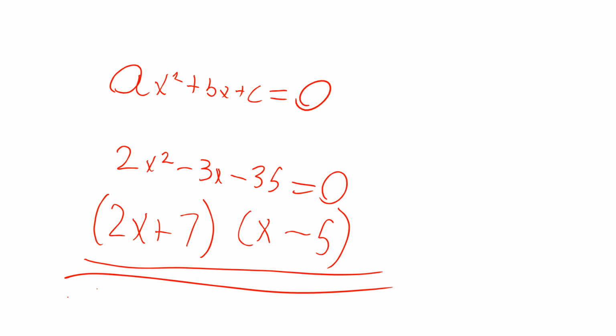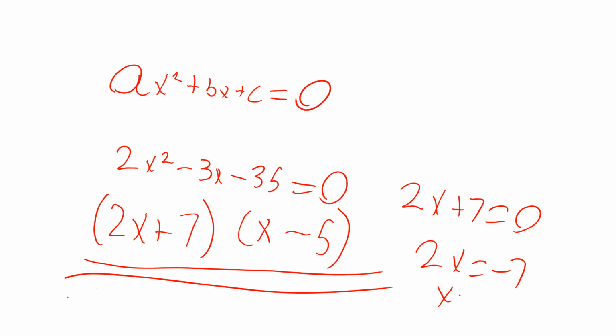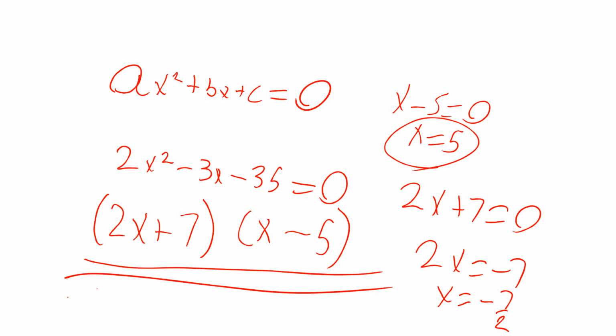And now we know how to handle this. 2x plus 7 equals 0. 2x equals negative 7, x equals negative 7 over 2. That's one solution. We have x minus 5 is equal to 0. Obviously, x is just 5. So our solutions are x equals 5 and x equals negative 7 over 2. And that is how we solve a quadratic in this form.